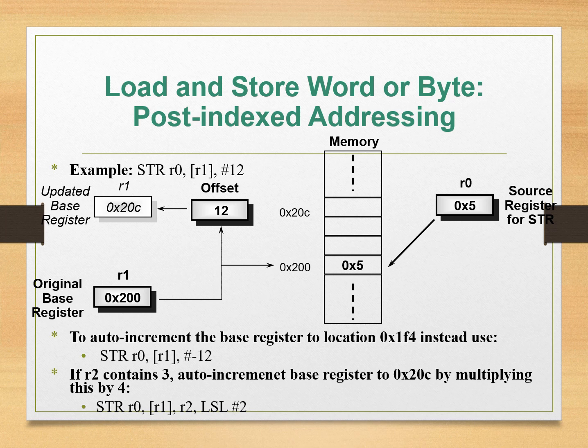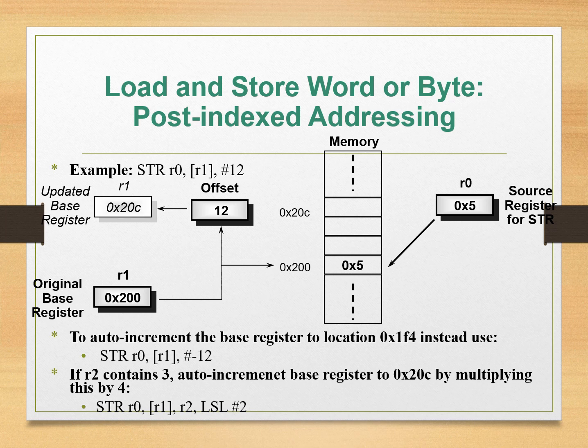Then you can use R1 only inside the bracket, while the immediate, the constant value, is outside. It means that after you execute the instruction, R1 will contain 1F4. But the value that we store is at 200, the original location pointed to by R1.